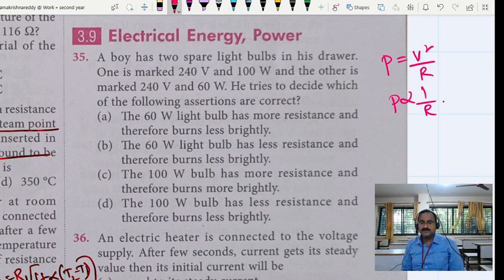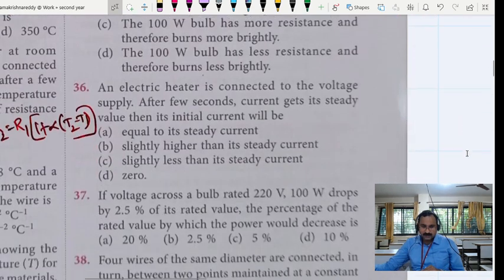So now clearly you are observing that the 60 watt bulb has less brightness because it has more resistance. That is the first option. So then what is the answer we are getting? First option.